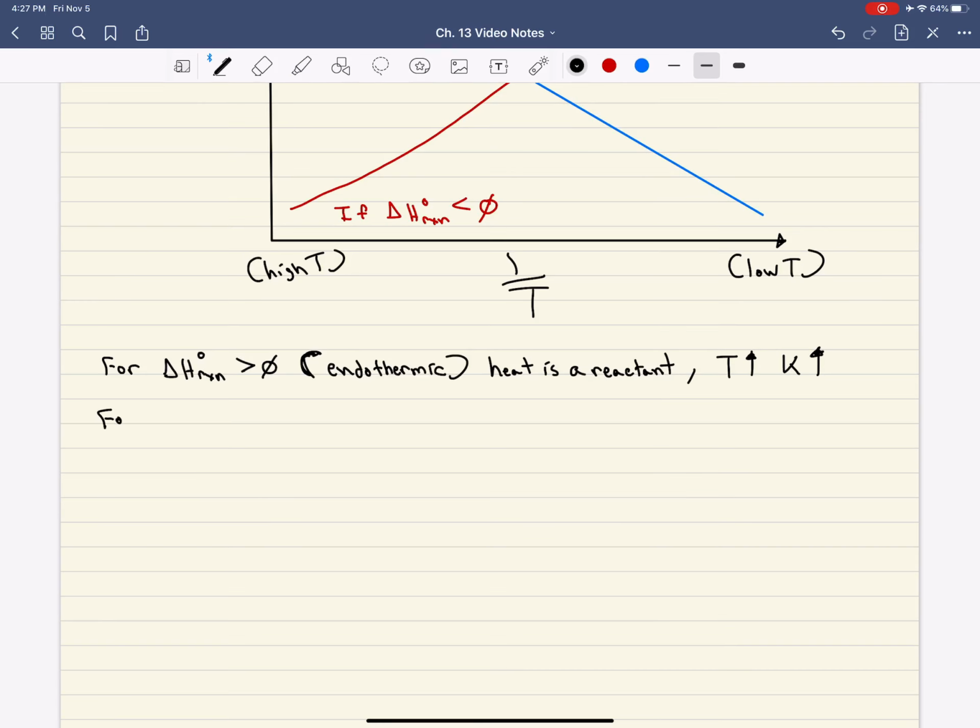And so as a result, the equilibrium constant is going to go up. Conversely, if delta H of reaction is negative, that means we have an exothermic reaction, right? So as the reaction proceeds, it's releasing energy. Or in other words, heat is a product. And so if we are increasing heat, we're increasing temperature, we're adding to the product side, and so there's less of a driving force for the reaction to proceed.